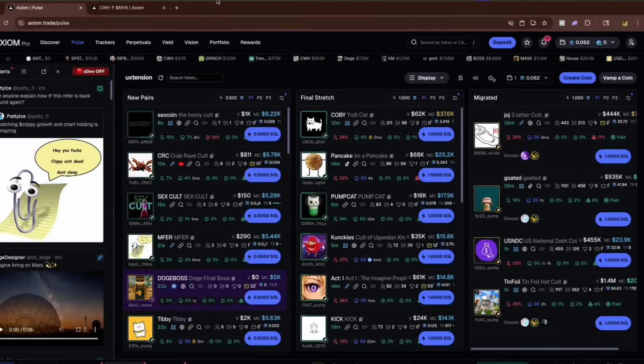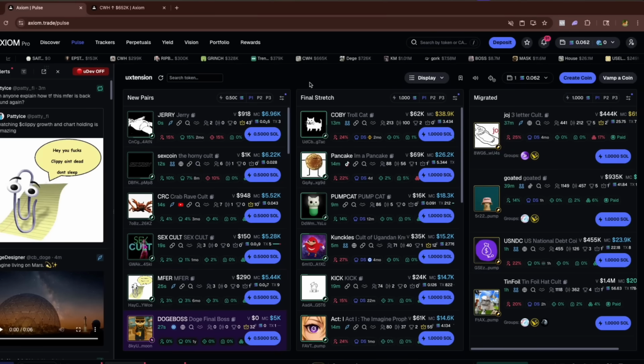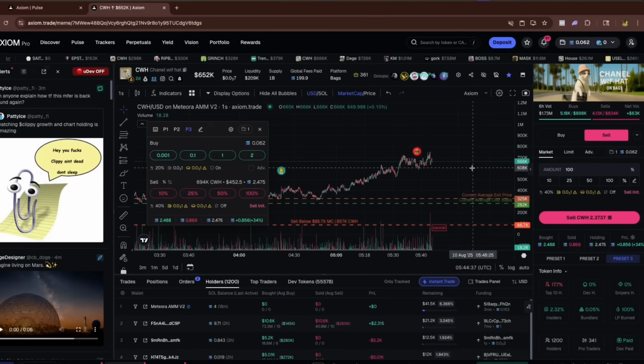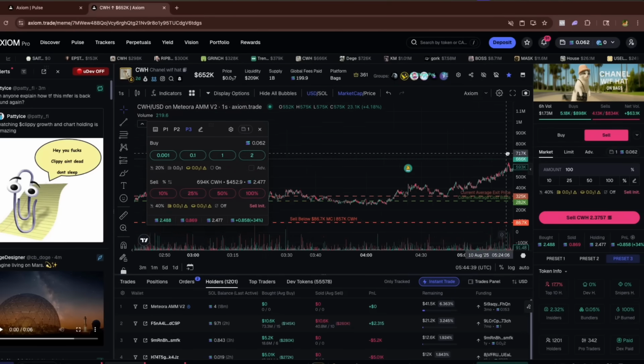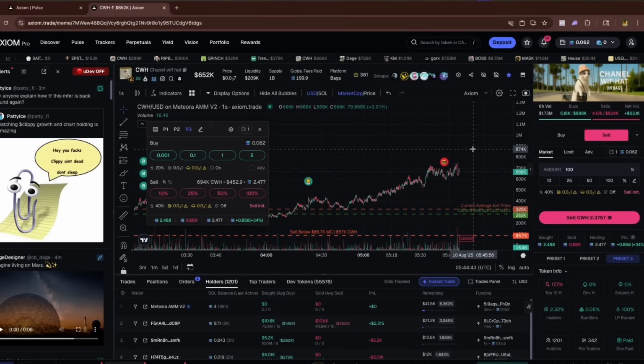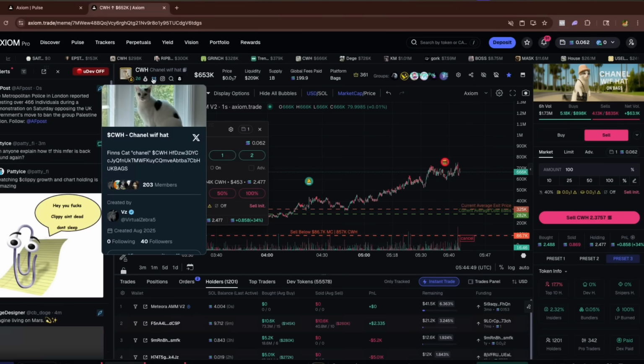Now, another strategy I'm going to be showing you is basically front-running narratives, front-running attention. So for example, this coin, Chanel with hat. I'm going to break down my exact thesis why I'm in this coin currently and why I think it can send. Now, it sucks because there's two different cats. So let me basically break down my thesis on this coin.